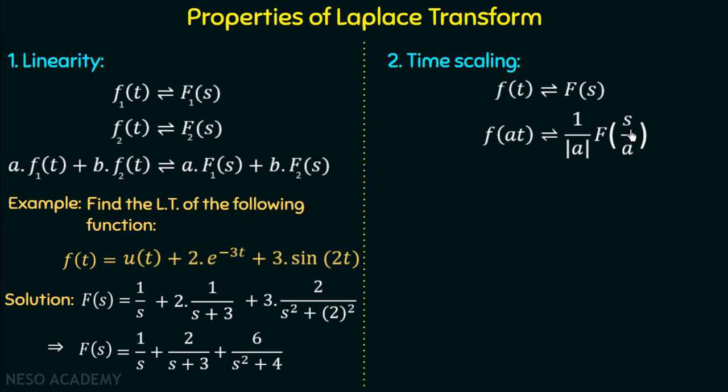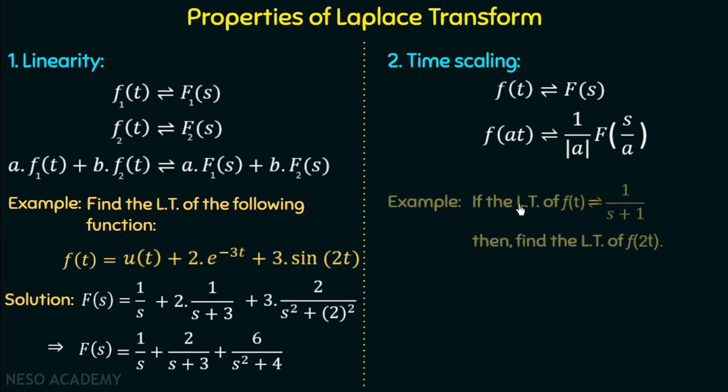Let's understand this property with the help of an example. If the Laplace transform of f of t is 1 over s plus 1, then find out the Laplace transform of f of 2t. Now this function here is scaled with the factor 2, where f of t is having the Laplace transform 1 over s plus 1. So we have the Laplace transform of f of t as 1 over s plus 1, and we need to find out the Laplace transform of f of 2t.